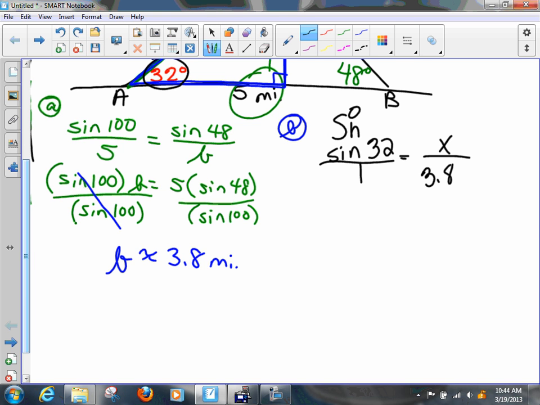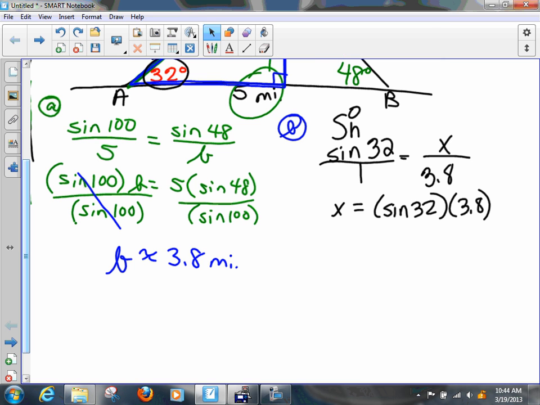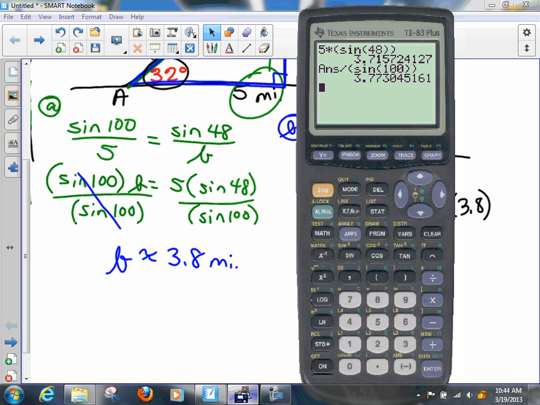1 times x cross multiply is x, and then sine of 32 times 3.8, again with the calculator. Here we go.